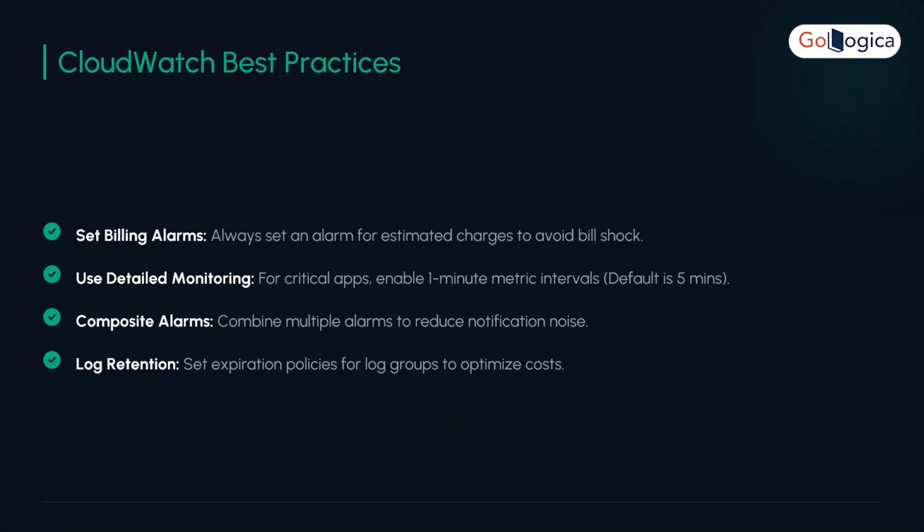so then you have composite alarms. Combine multiple alarms to reduce notification noise. Definitely, you don't have to get notifications for each different metric separately. You can create a composite alarm where you will get a combined alert. So you will not have multiple notifications or alerts for the same kind of event, maybe the dependent events.